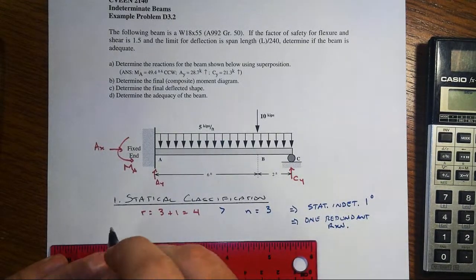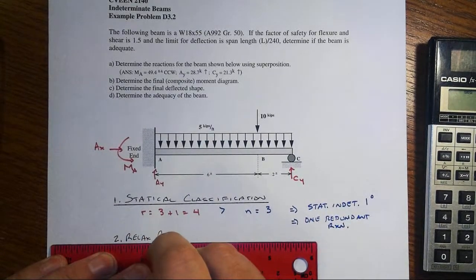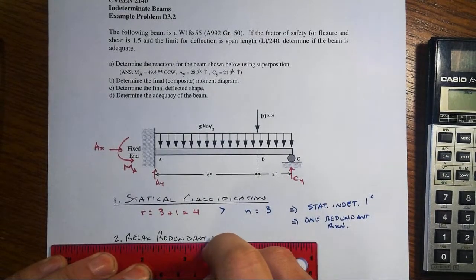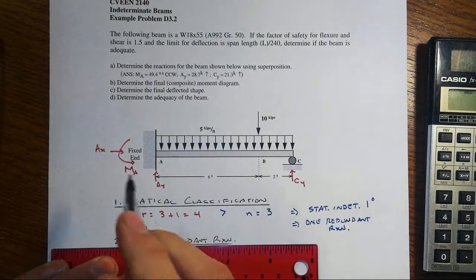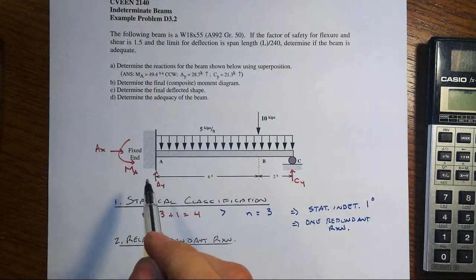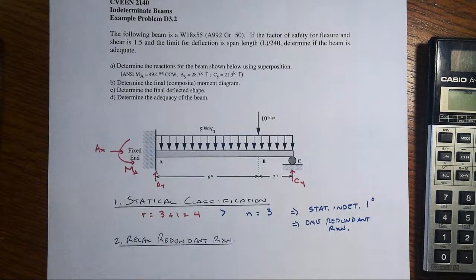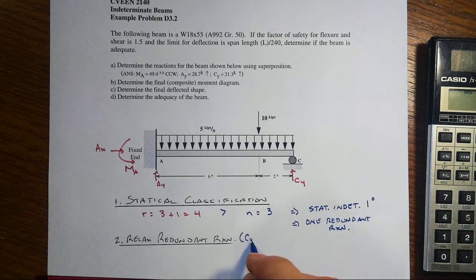So what we're going to do is we're going to relax our redundant reaction. Now when we do this, we have to leave ourselves with a stable structure, and that means we could not get rid of AX. Even though AX is 0 here, we couldn't get rid of it because then this thing could slide back and forth if there were to be an applied force in the horizontal direction. So that's not one of our choices. But the other 3 could be a possible selection. What we're going to do is we're going to select CY to remove.